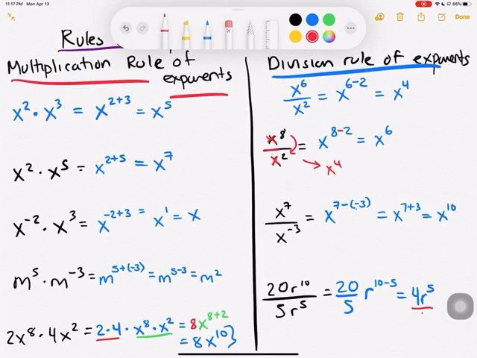In the following videos, I'm going to explain a little bit more in depth some of the other rules of exponents.